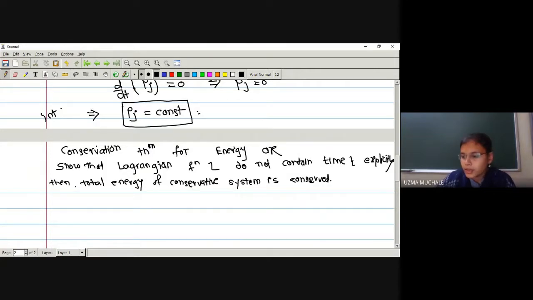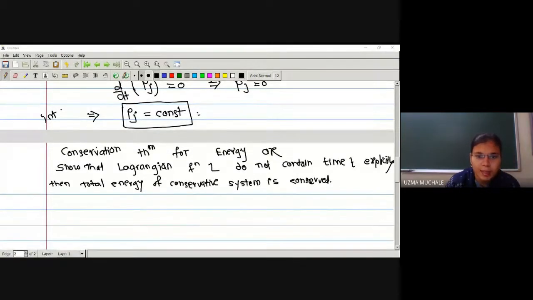I hope you have read it, and you have to tell me what is given to us and what we want to prove. Someone tell me what is given and what has to be done.